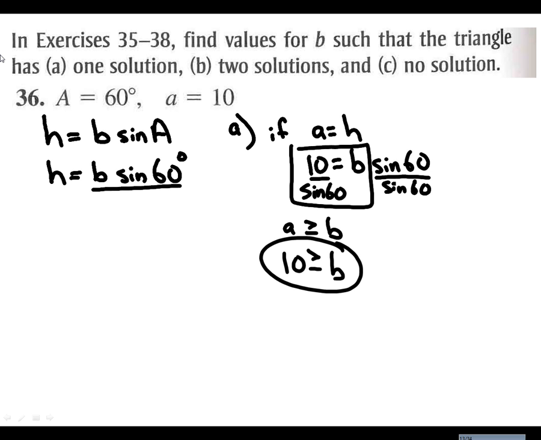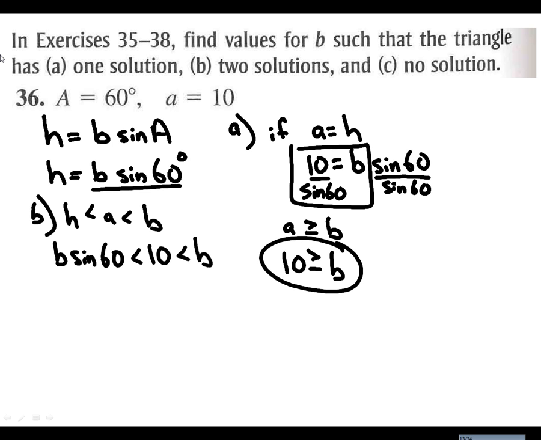All right, how about two solutions? Part B. For two solutions, we have to have h less than a less than b. So in this situation, we need to have h, which is b sine 60, has to be less than 10, because that's a, and that has to be less than b. Okay? Well, we just want to know what b is, and in this case, we can just look at this part. b has to be greater than 10.